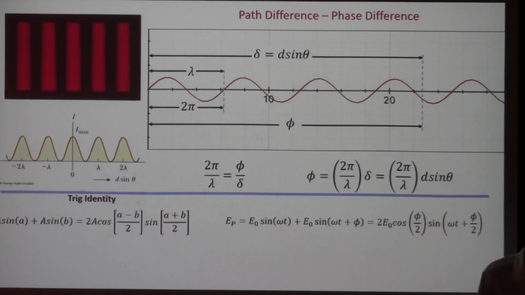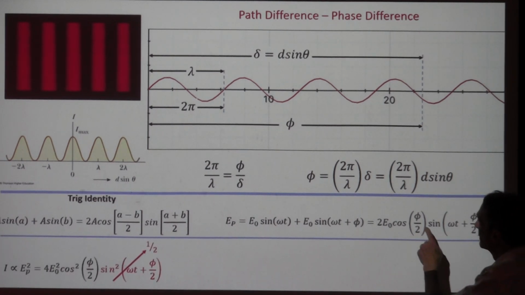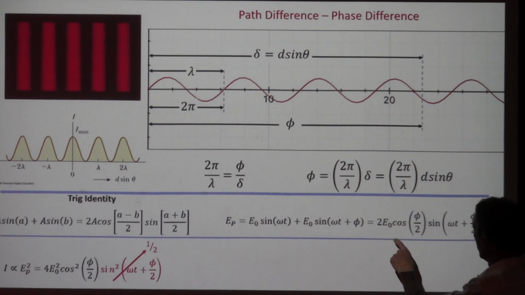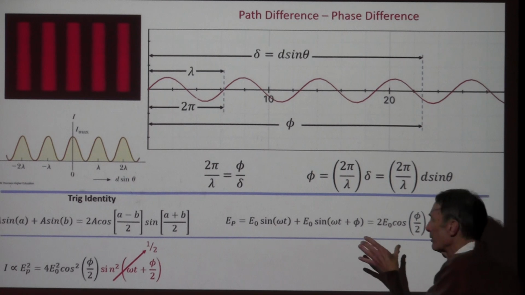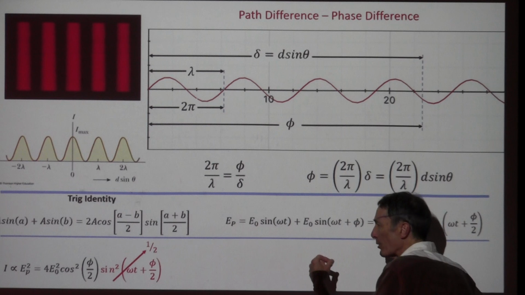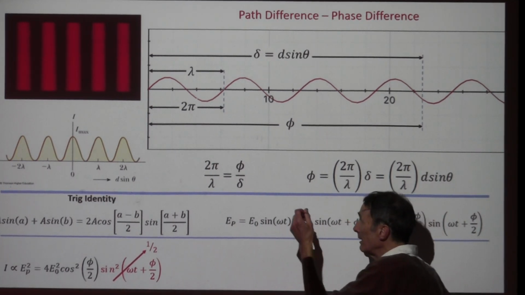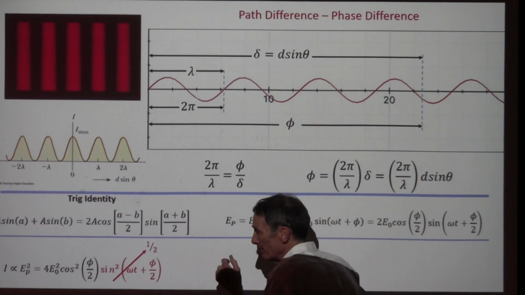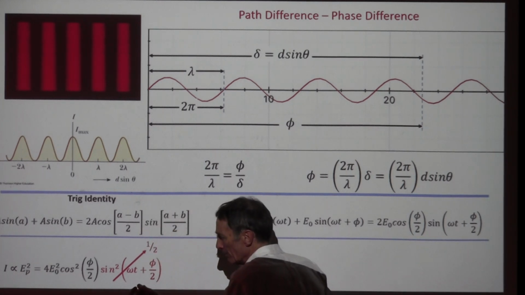We can go ahead and put in for phi. Okay, so we've got this. Now what we want to do is get the intensity of this. Earlier in the course, we dealt with most waves: the amplitude, the power, the intensity was proportional to the square of the amplitude. In the case of light, this is the electric field, so the intensity should be proportional to the square of the electric field.